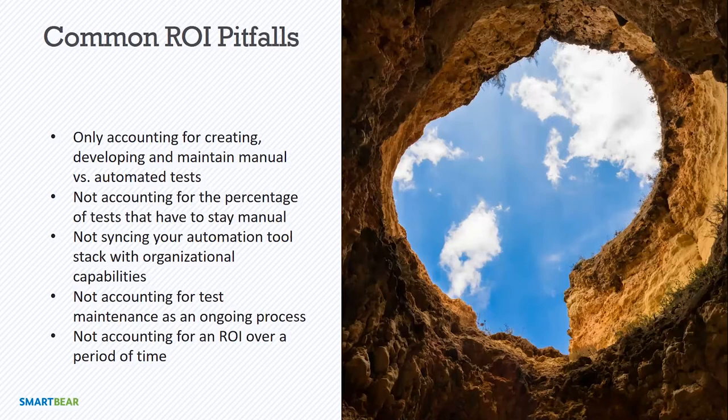Absolutely. The other element is not syncing your automation tool stack with organizational capabilities. We want to make sure that not only is there automation knowledge within your organization, but also product knowledge, or vice versa. Not only product knowledge, but also that you have the automation knowledge and the tools capable to do that. Or not accounting for test maintenance as an ongoing process. Creating the automation is one element, developing it and executing it. But then maintaining it should also be accounted for within your ROI. And then also looking at ROI over a period of time. This is not an investment for just 1 year or 2 years, but you want to look down the line and see how this is going to benefit your organization in the long run.